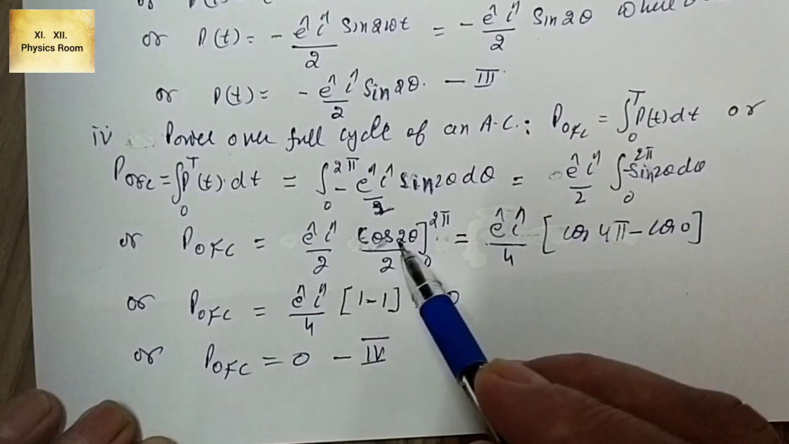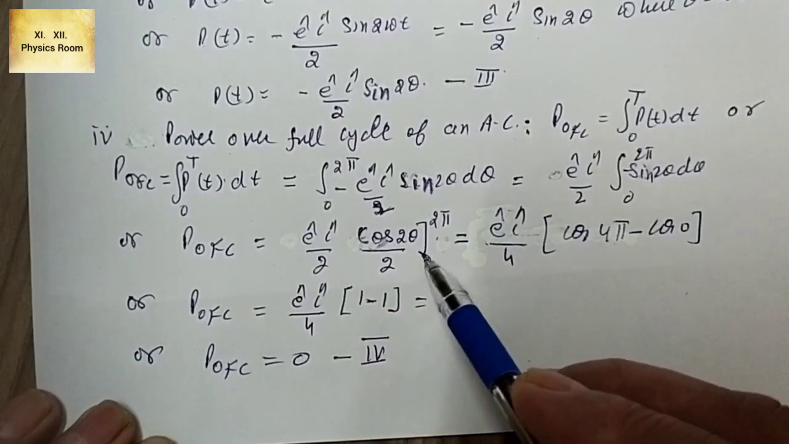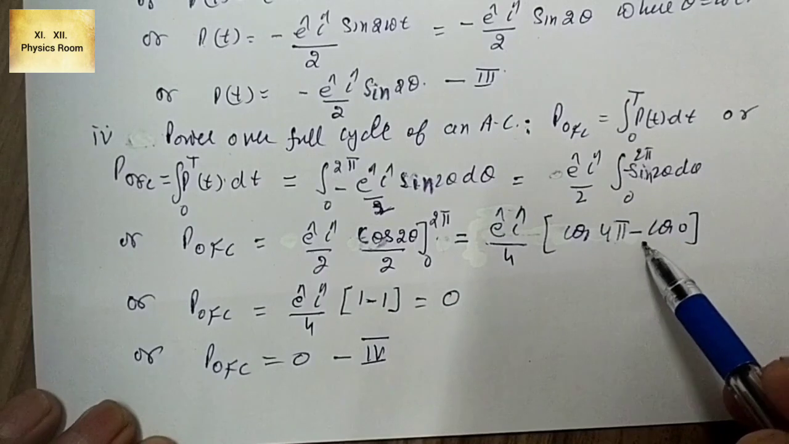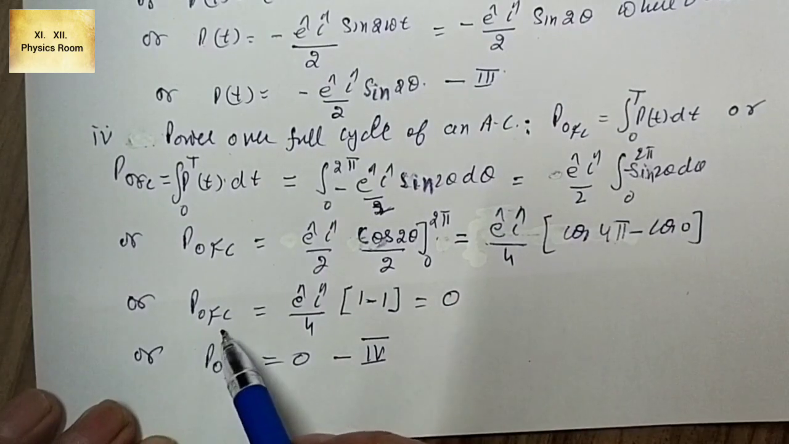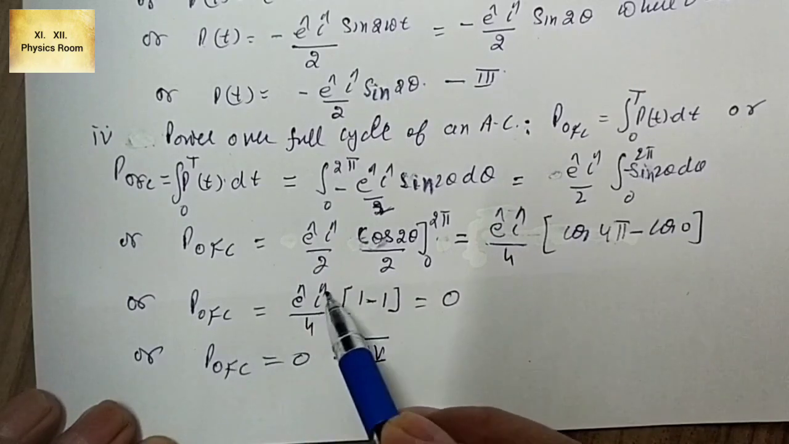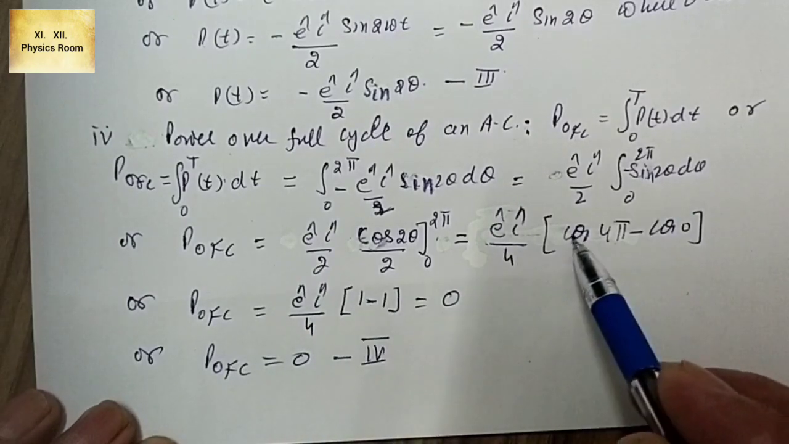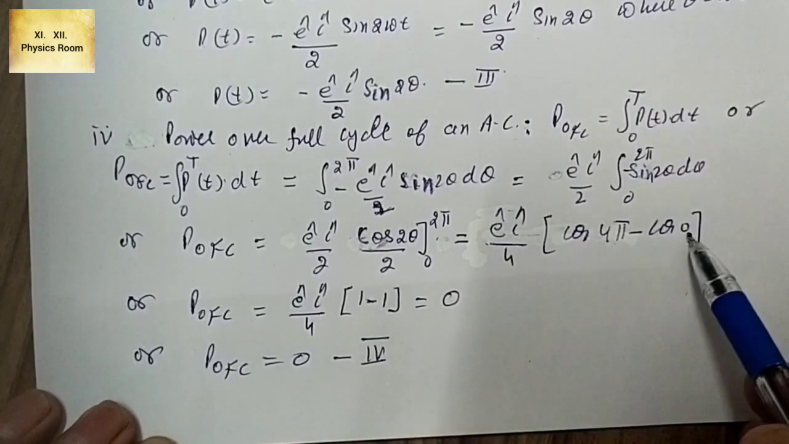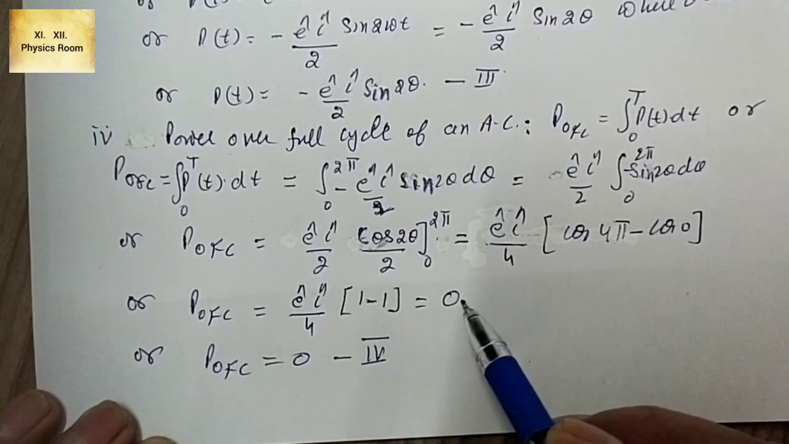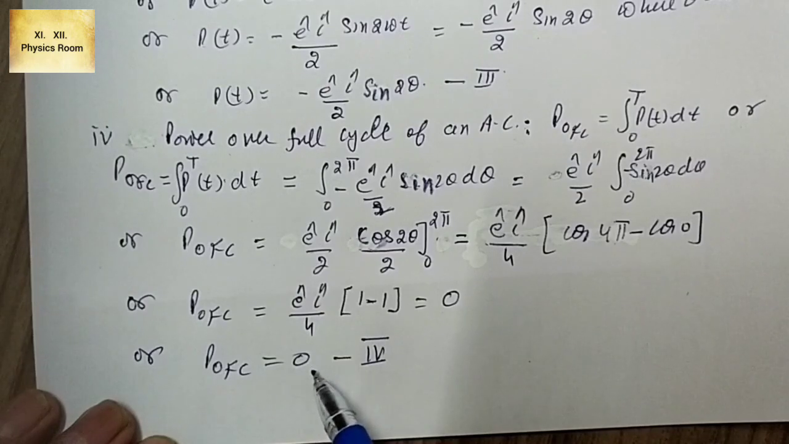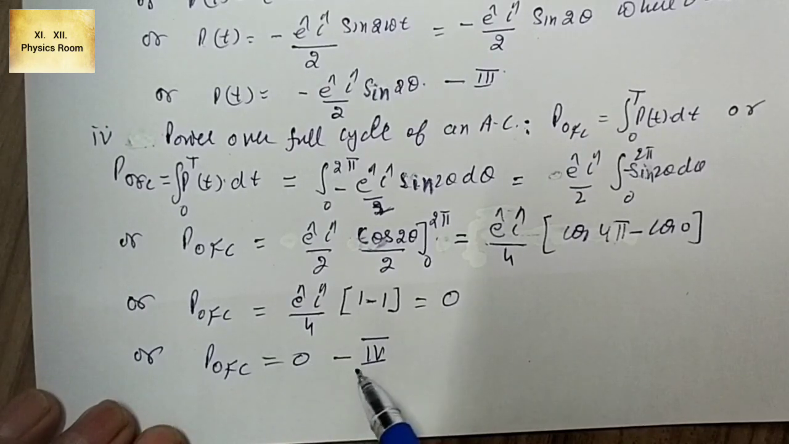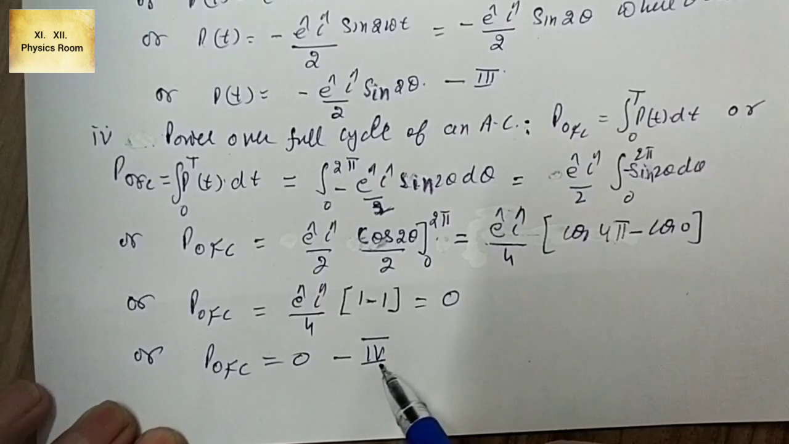So 2 pi into 2 will become 4 pi, minus the lower limit theta is 0, so it will become minus cos 0. Or power over full cycle is equal to Emax Imax by 4 into (cos 4 pi minus cos 0). Cos 4 pi is 1, cos 0 is 1, 1 minus 1 is 0, so power over full cycle is equal to 0. Let us mark it as equation number 4.